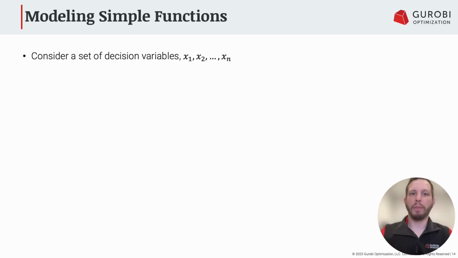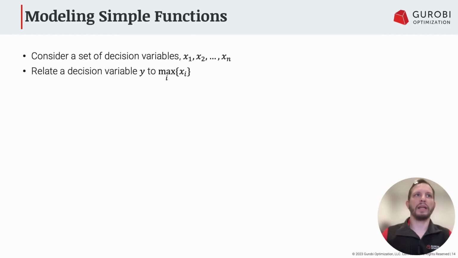So what we're going to talk about now is modeling some very simple functions that are useful in mathematical optimization, but then also understanding how they relate to the logic stuff that we've been talking about over the last few minutes. So let's consider a set of decision variables x1 through xn, and we want to relate a decision variable y to the max across all of those x decision variables. So let's say that we want y to be greater than or equal to the max of xi over i. That means that y has to be greater than or equal to each xi, so all of them.